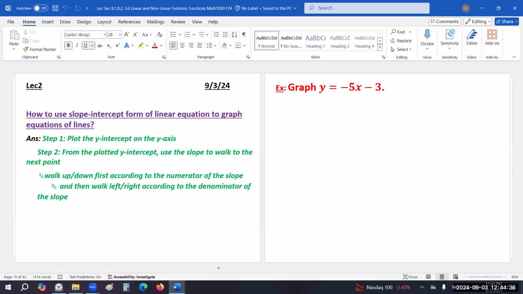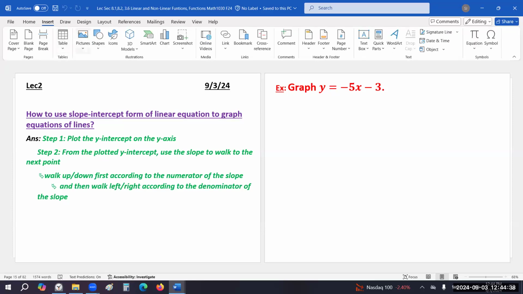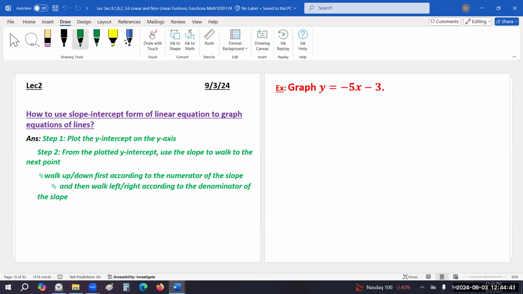To graph, it's easy. You always start with the y-intercept first. The y-intercept is the first point. We plot the y-intercept on the y-axis. From there, we walk the slope. So we have to see what information we get from the slope. Any slope has a numerator and denominator. But in our equation, we don't have a denominator for the slope. So what can we put on the denominator?